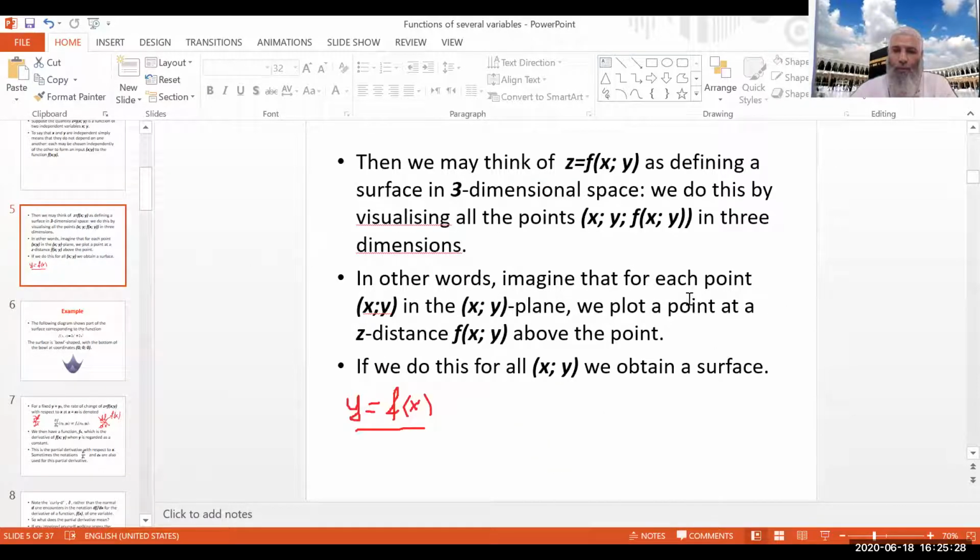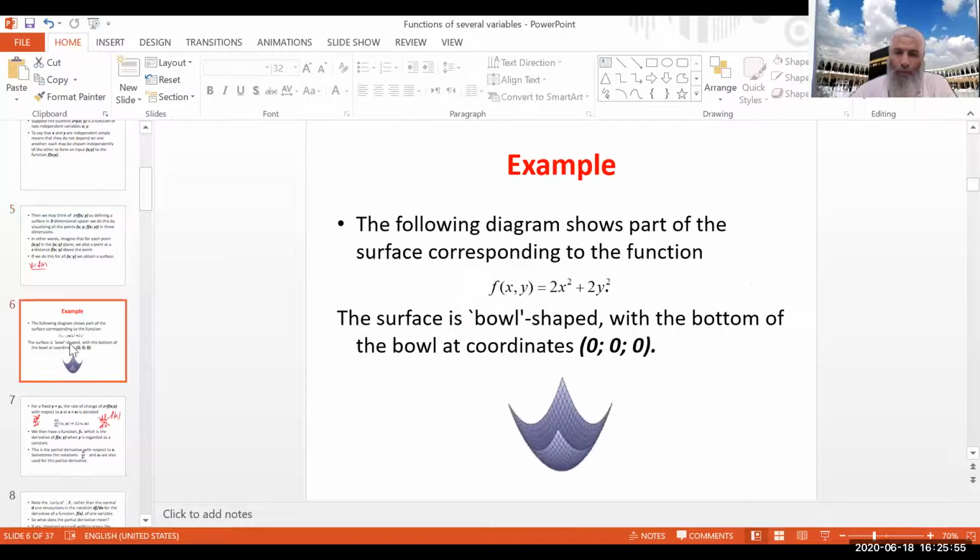In other words, imagine that for each point x and y in the xy plane, we plot a point at a distance z, f of x and y, above the point. If we do this for all x, y, we obtain a surface z equals f of x and y.